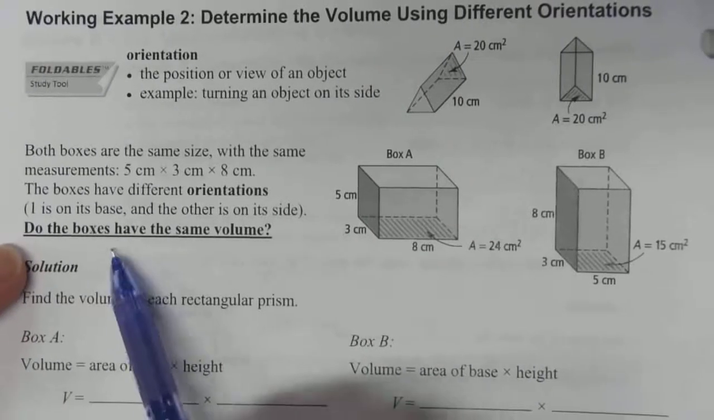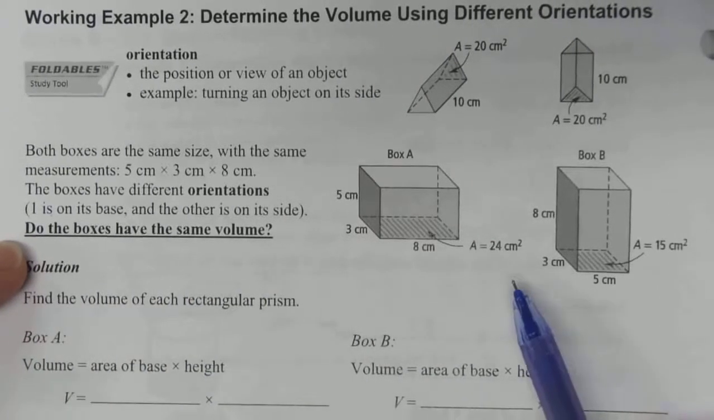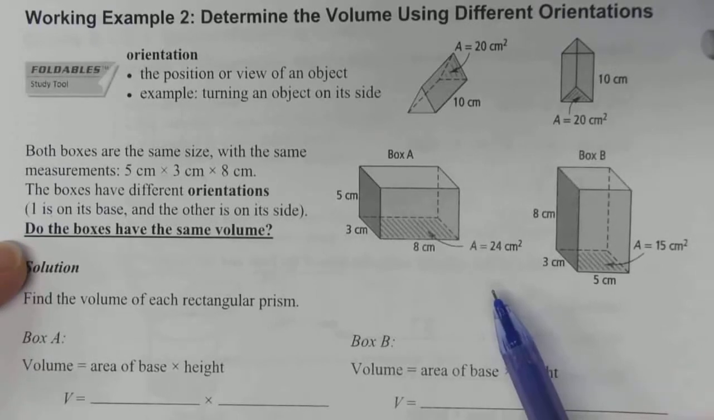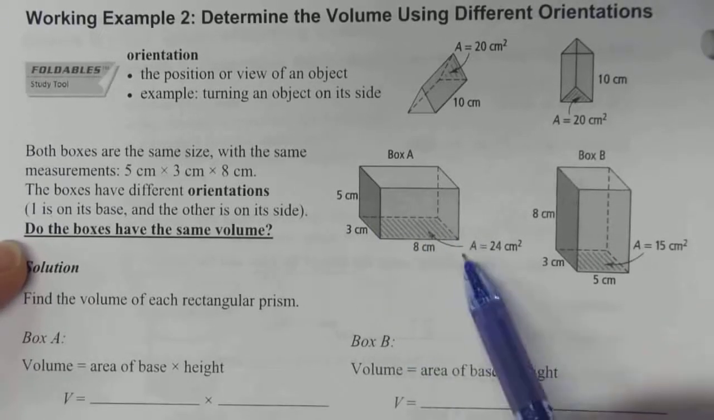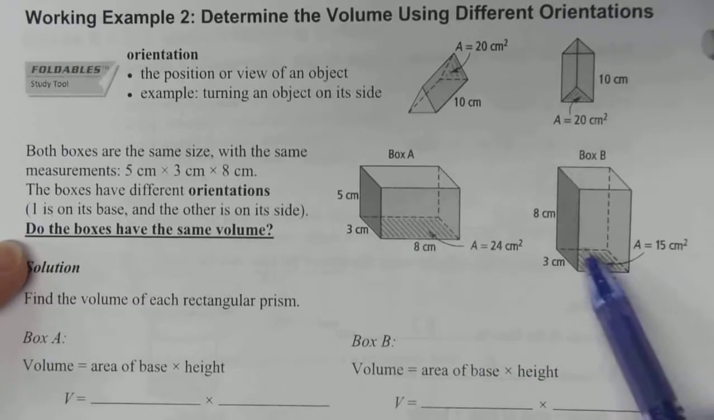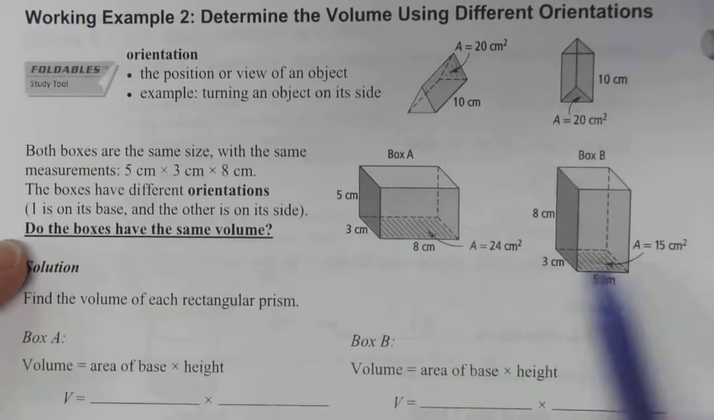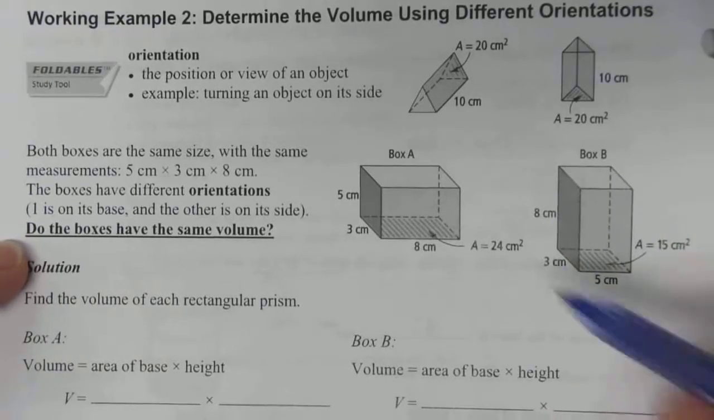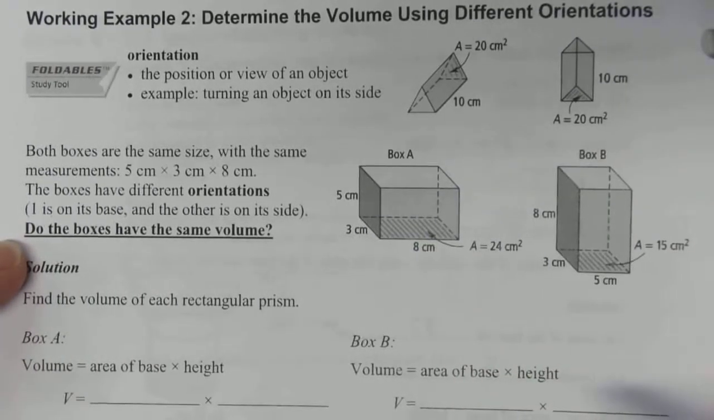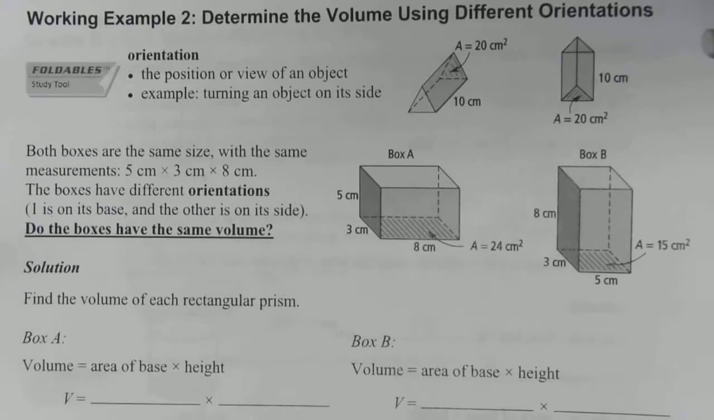So, question here, do the boxes have the same volume? If we look at it this way, the base on this one is 24 centimeters squared. The base on this one is 15 centimeters squared. So they've got different bases. This one has a height of 8. This one has a height of 5. So it may not be real obvious right up front whether or not they have the same volume.